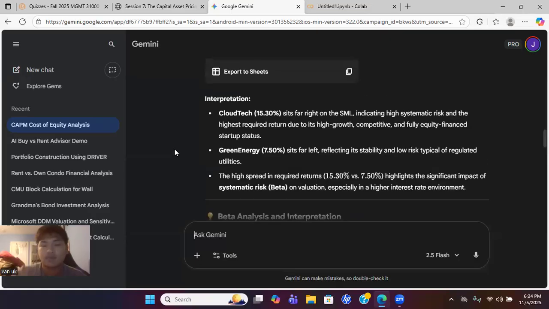Cloud Tech at 15.30% sits far right on the SML. It has high systematic risk and the highest required return due to its high growth, competitive, and fully equity financed startup status. And green energy sits far left. It reflects its stability and low risk, typical of regulated utilities. The high spread in required returns, 15.30% versus 7.50%, highlights the significant impact of systematic risk, beta, on valuation, especially in a higher interest rate environment.